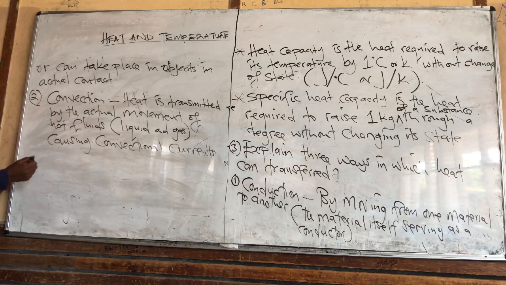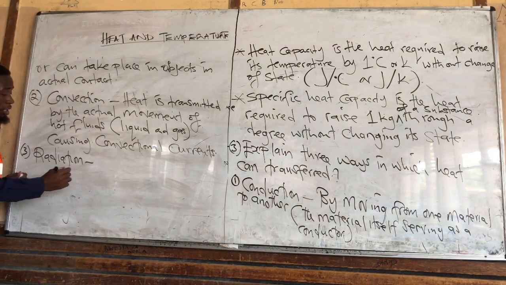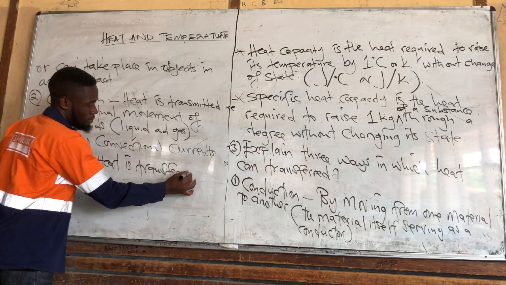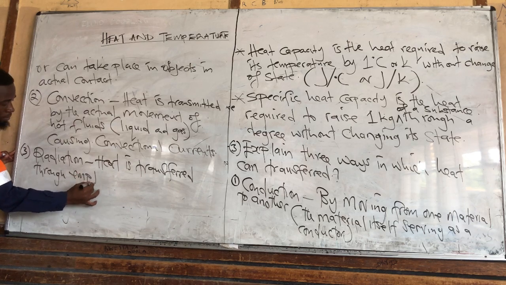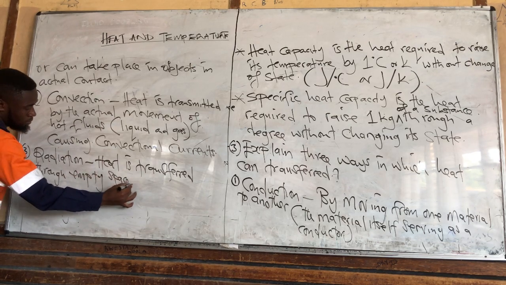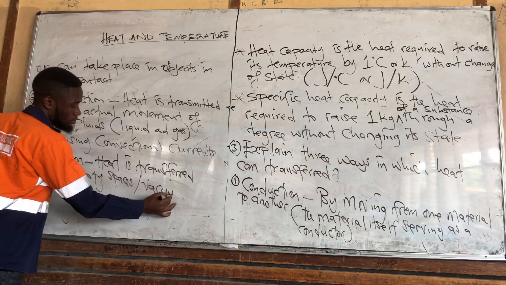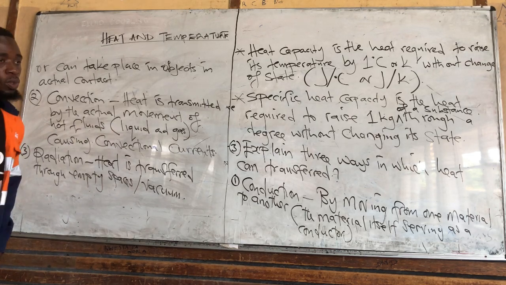Okay, so let's go to the third one here. The third one is radiation. How is heat transferred through radiation? So we'll talk about heat transfer through what? Empty spaces. Heat is transferred through empty spaces, let's say vacuum. So these are the three ways in which heat can be transferred or moved from one place to another.